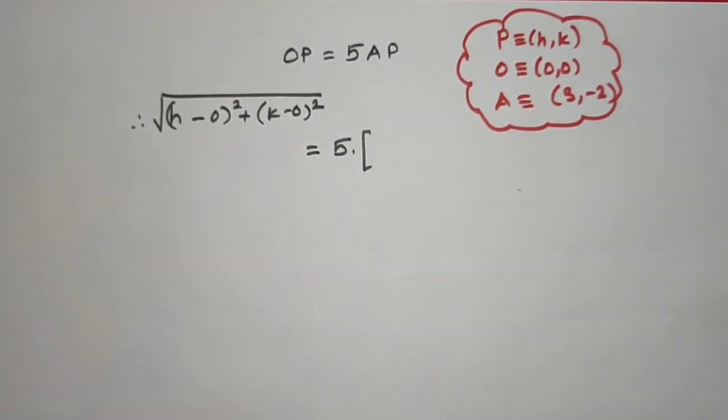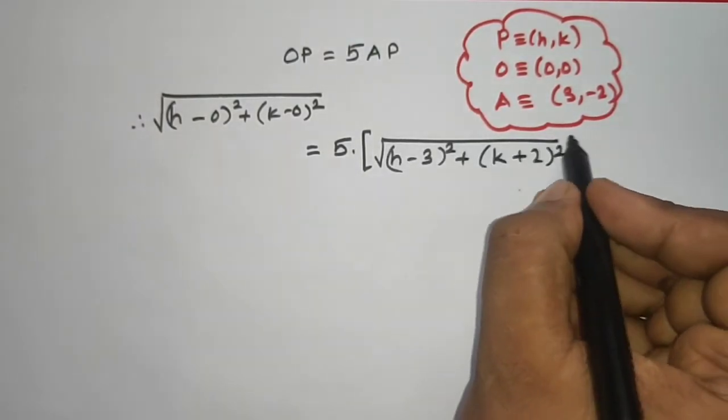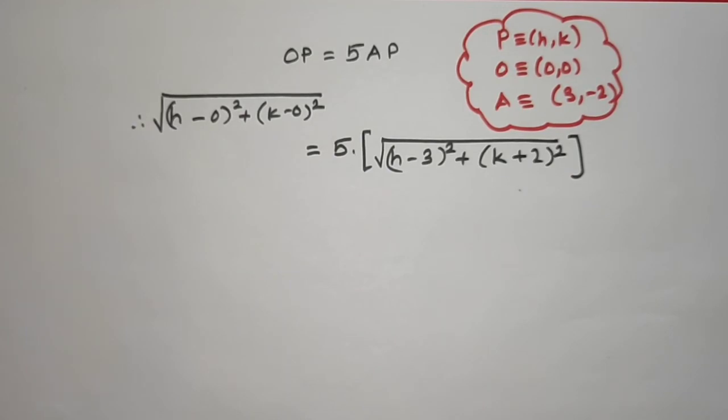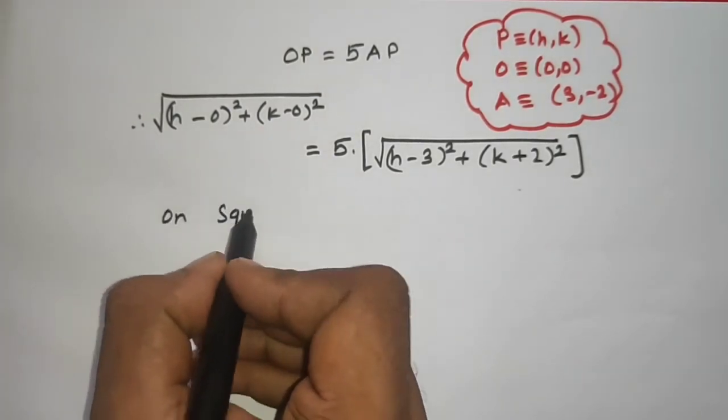Now let us go to AP. What is AP? Distance between A and P. Again, distance between 2 points. Again, distance formula. That is root of (h minus 3) whole square plus (k plus 2) whole square. I hope this is clear to you. Now let us simplify them. For that, first we need to get rid of the square root signs.